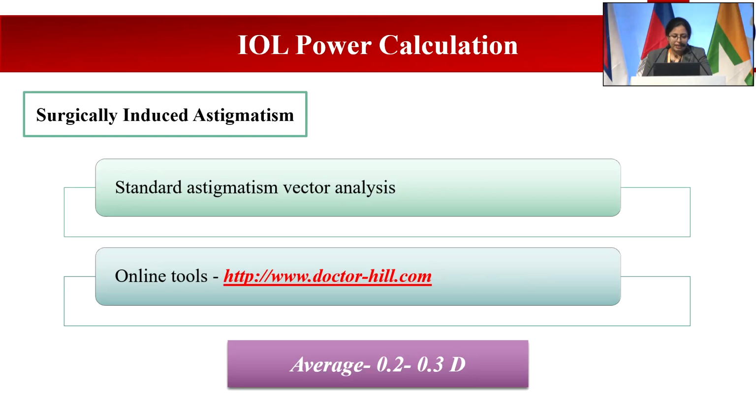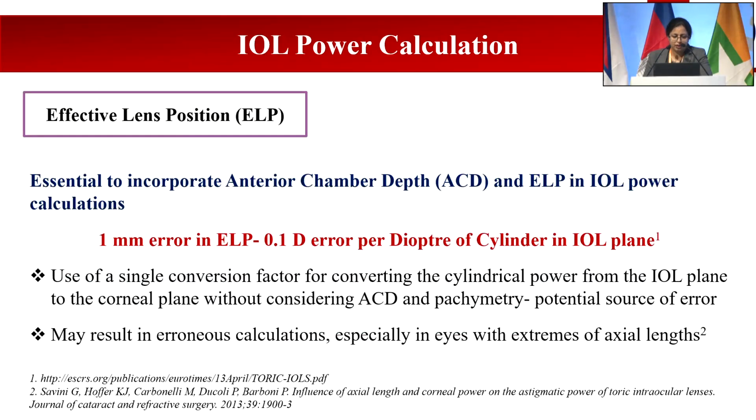Surgically induced astigmatism, various online tools are present. On an average, it's 0.2 to 0.3 diopters with the now microincisional cataract surgeries of 2.2 mm incision. Effective lens position, why is it important? It's still the holy grail of IOL power calculation. When we look at the axial length and keratometry, we are almost there in terms of precision. We are very reliable with the newer devices.